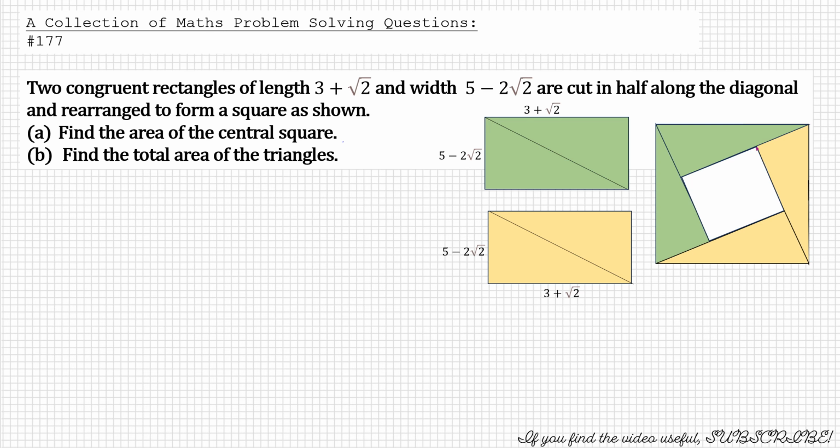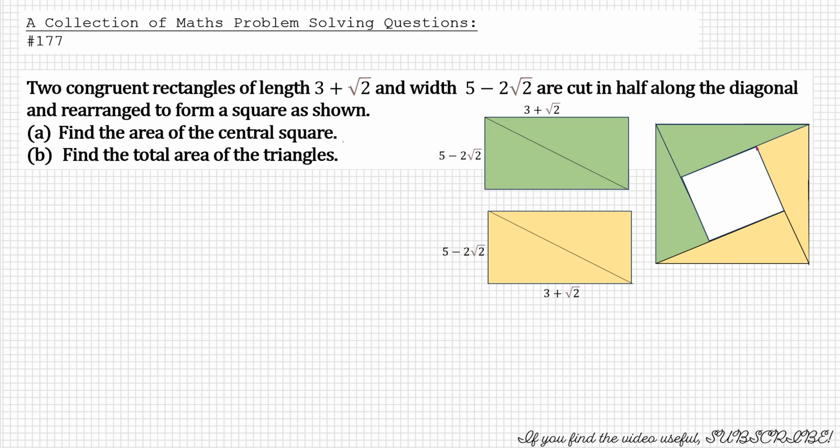Two congruent rectangles of length 3 plus root 2 and width 5 minus 2 root 2 are cut in half along the diagonal and rearranged to form a square as shown. Find the area of the central square. Find the total area of the triangles.